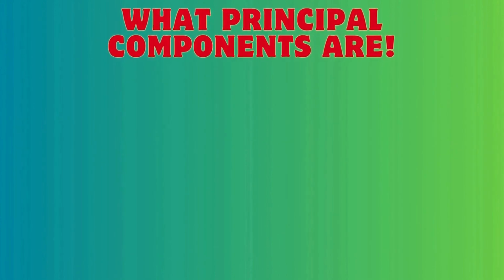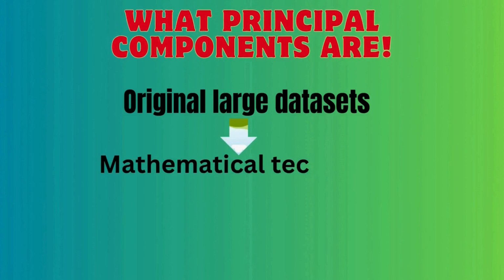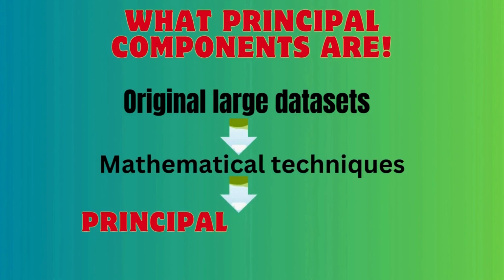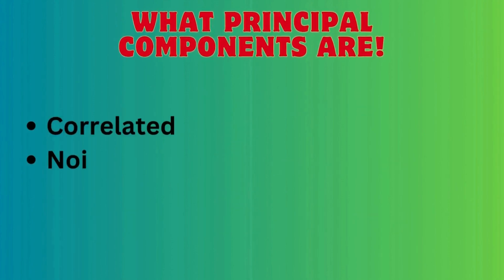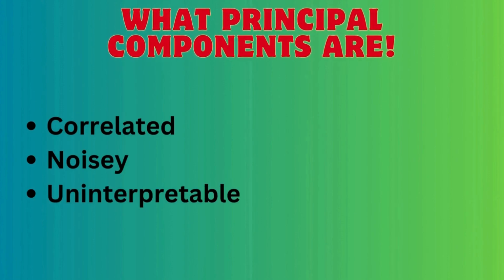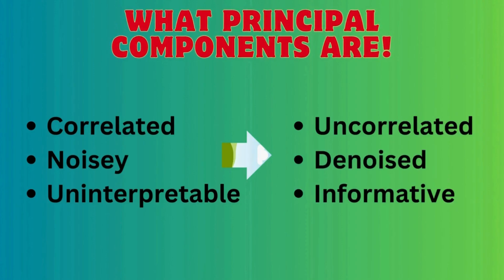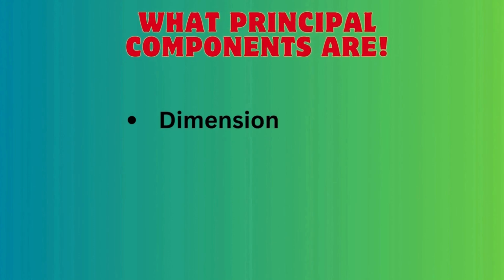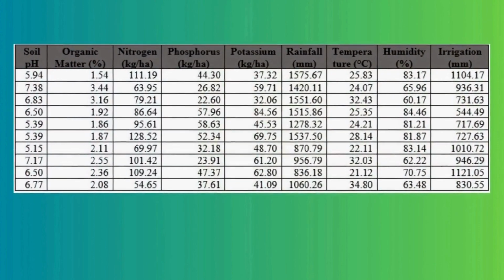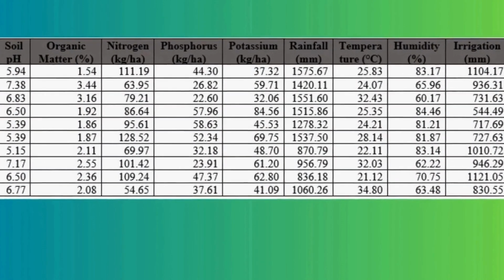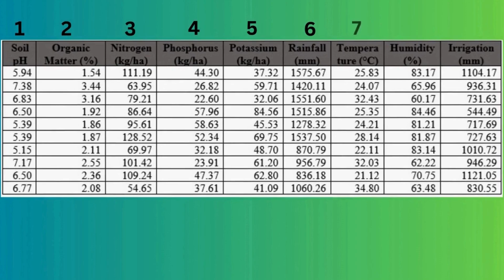But before performing an analysis, we first need to know what principal components are. Actually, principal components are extracted data from large datasets using some mathematical calculations. Principal components transform a large set of correlated, noisy, and often uninterpretable variables into a smaller set of uncorrelated informative variables. You can call it a dimension reduction or feature extraction technique, because you can see here the original dataset has 9 dimensions: dimension 1, 2, 3, 4, 5, 6, 7, 8 and 9.